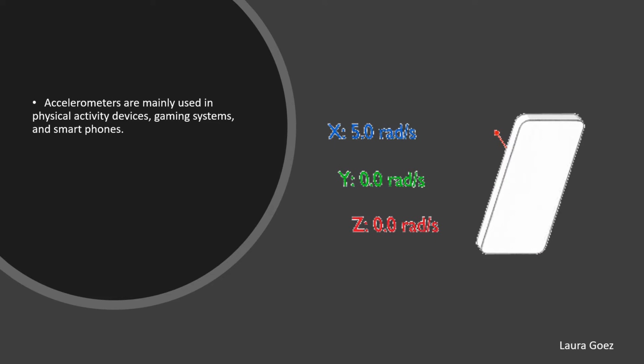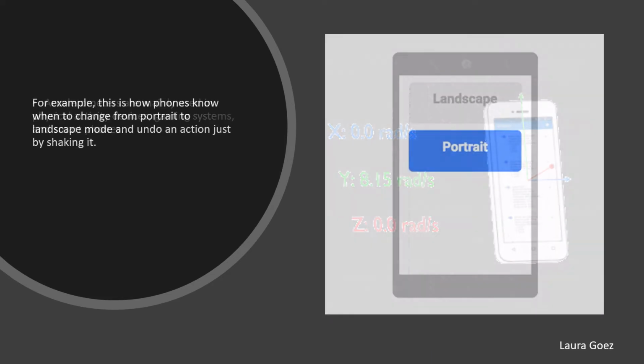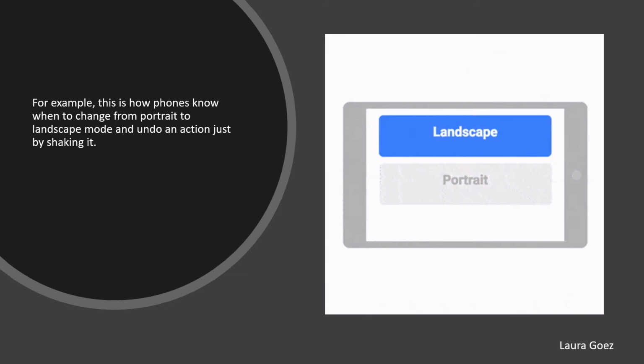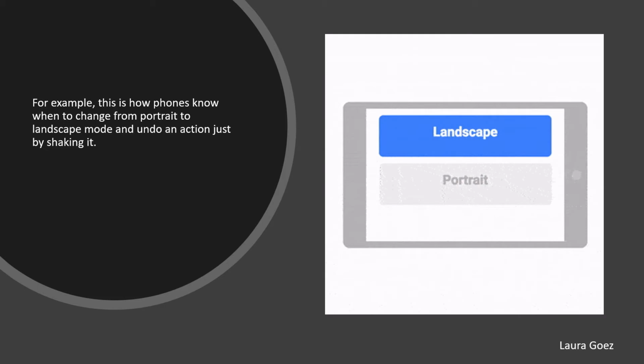Accelerometers are mainly used in physical activity devices, gaming systems, and smartphones. For example, this is how phones know when to change from portrait to landscape mode and undo an action just by shaking.